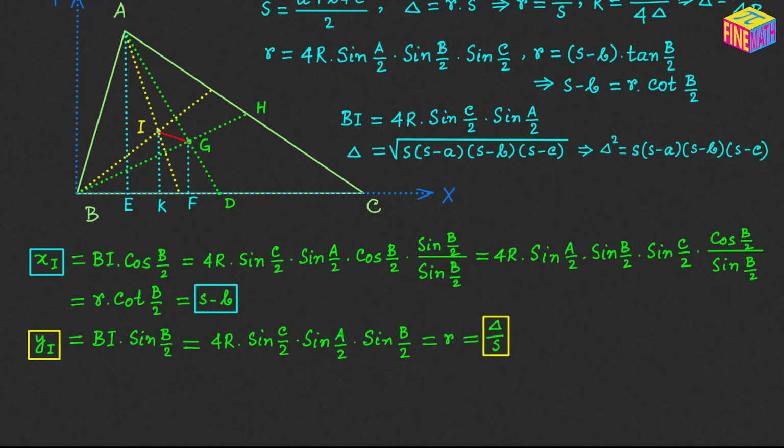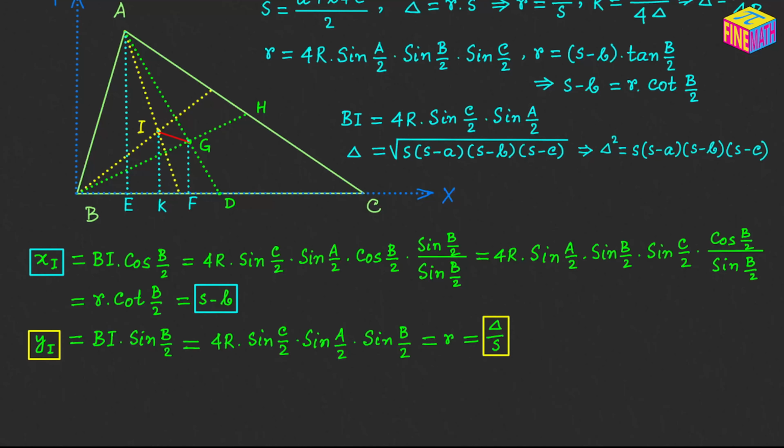Now if you carefully look at it, the way I am trying to denote the x coordinate and the y coordinate of the incenter, I am trying to denote them in terms of the side lengths, because if we know the side lengths, we can easily calculate s minus b, and also if we know the side lengths, we can easily calculate delta as well as s.